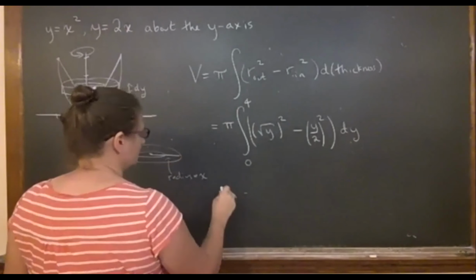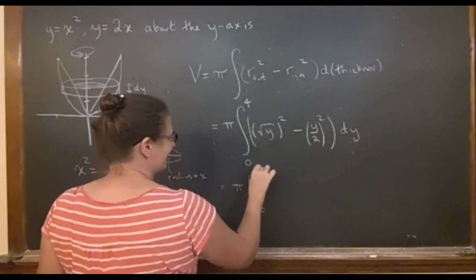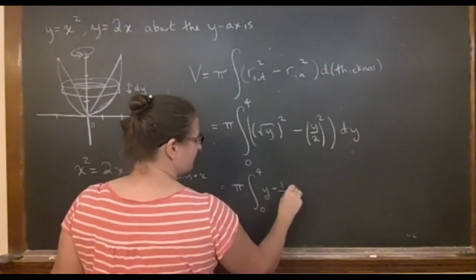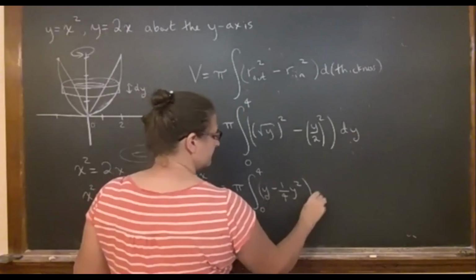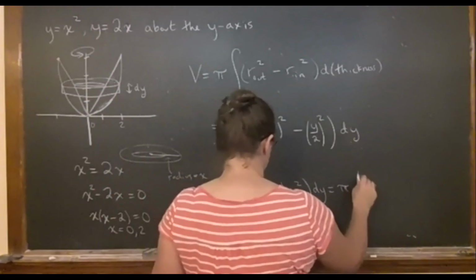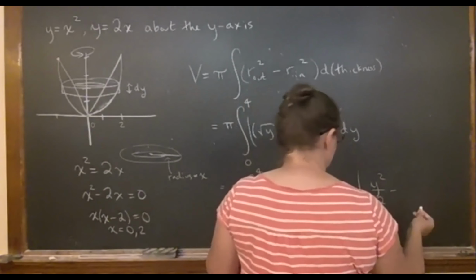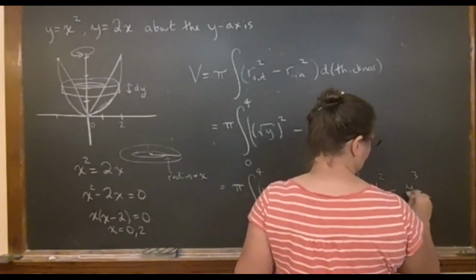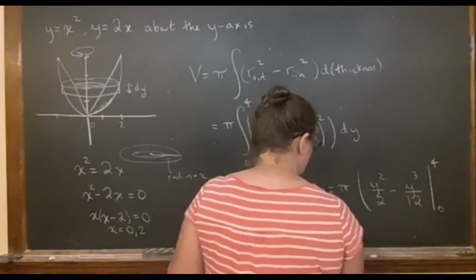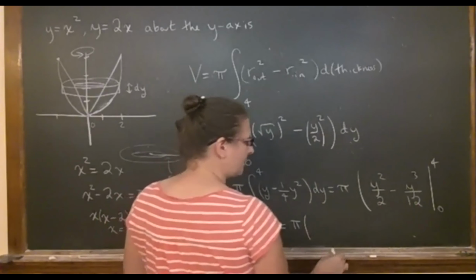Okay, so then what do I have? Now I'm all set up. And this integral isn't hard to do. I have y minus 1/4 y squared dy. So that is going to be y squared over 2 minus y cubed over 12, evaluated from 0 to 4. I'm running out of space. Oh, it's a perpetual problem.